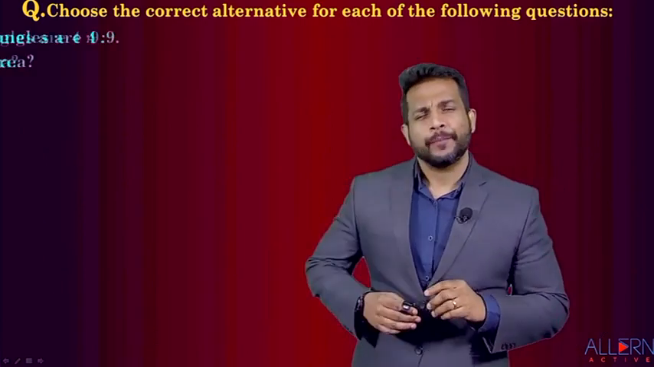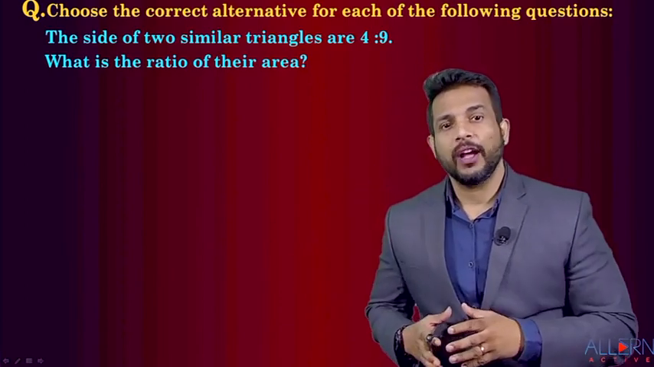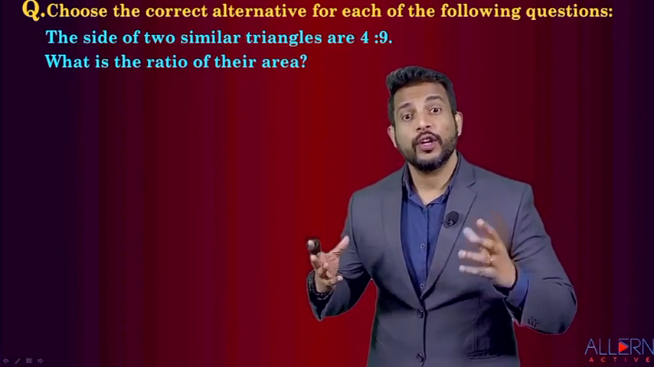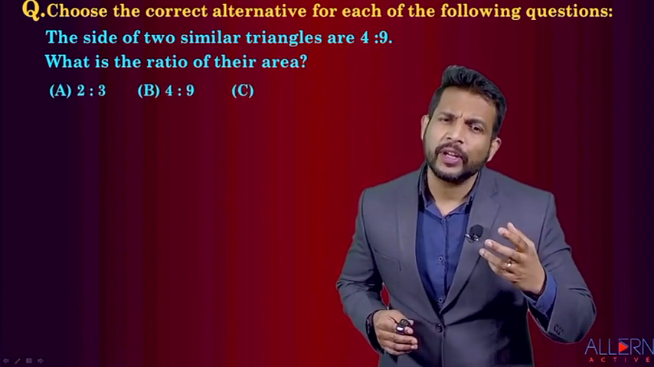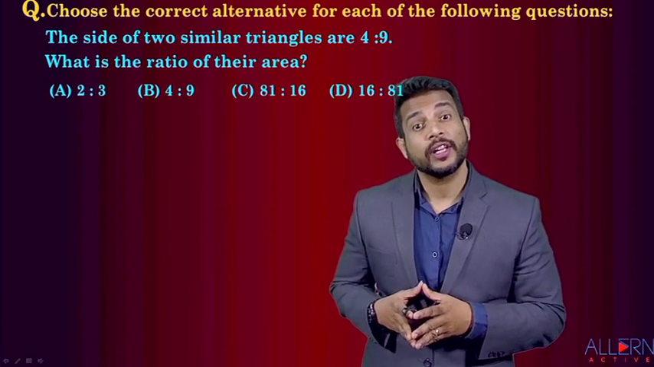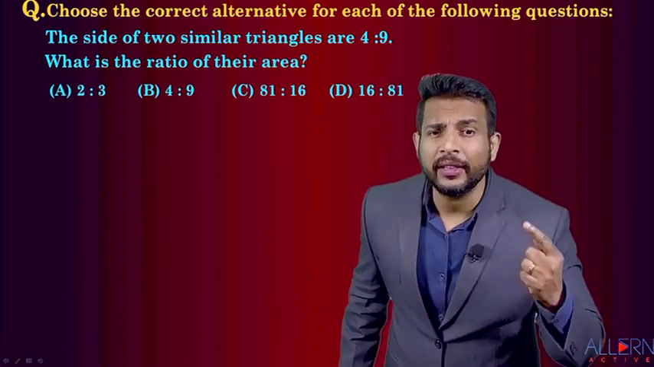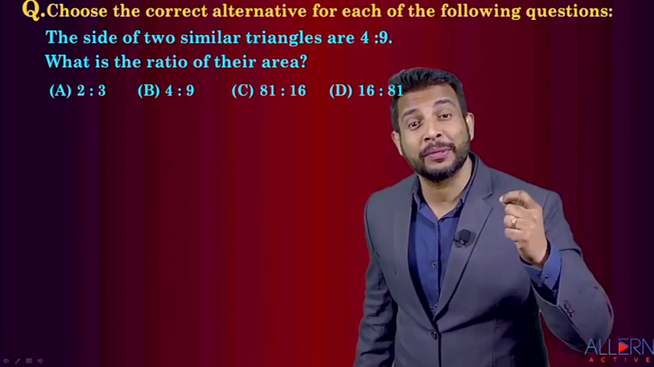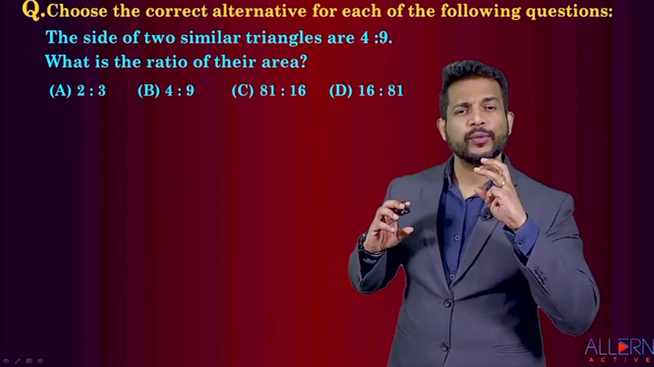Let's see the next one. The next one says that the sides of two similar triangles are in the ratio 4:9. What is the ratio of their areas? Now we are talking about two triangles which are similar, and we are talking about the ratio of their areas. Triangles are similar, ratio of the areas. There is only one theorem, that is theorem of areas of similar triangles. So as per that, we know area upon area is equal to side square upon side square.